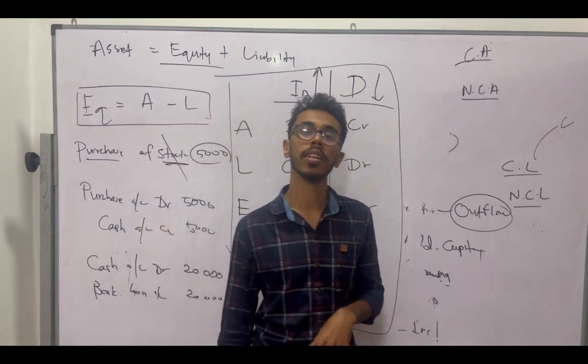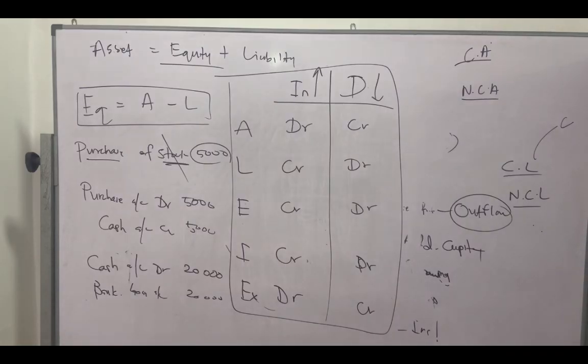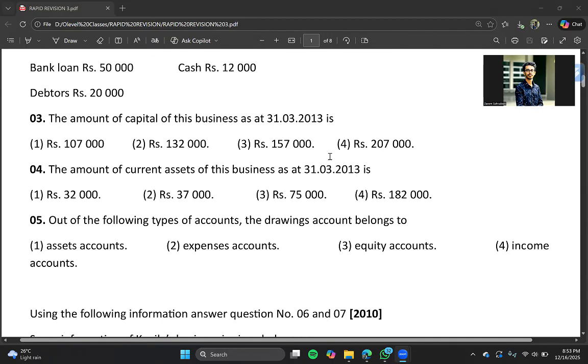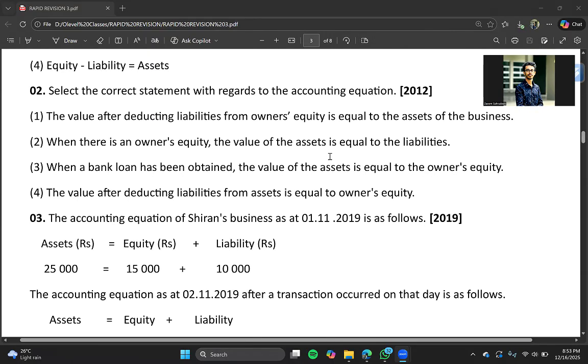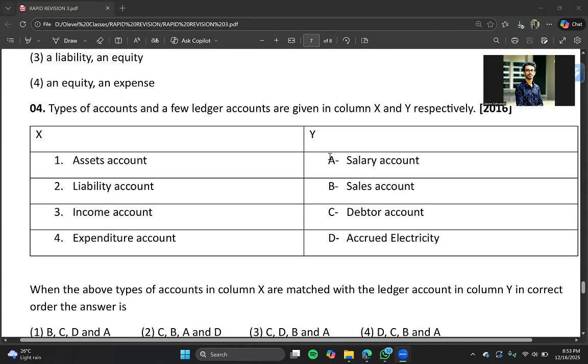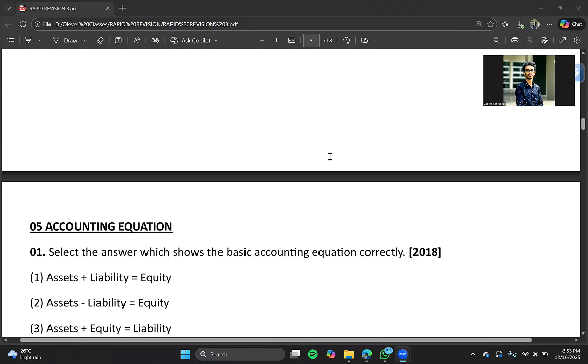I'll now share the screen. You can follow with me. Okay, right now. So these are the questions that we have to discuss regarding the above three lessons, right? So here you will have the introduction to accounting, the accounting equation, and then the double entry system, the dual impact of transactions. So we'll quickly go through this.